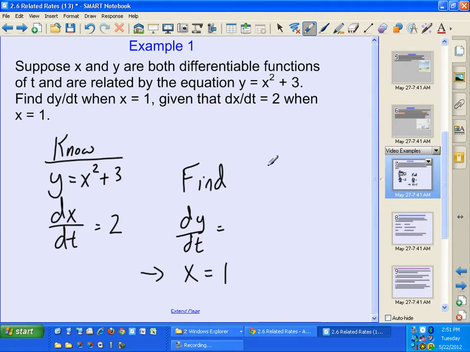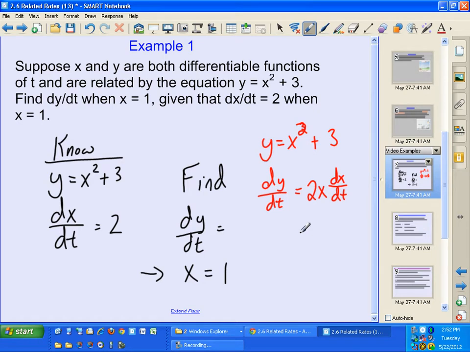So I've got the equation y equals x squared plus 3, and when I differentiate, y goes to 1, so I get dy/dt. I have to keep track that y was a function of t. x squared will turn into 2x, but x is also a function of t, so I get this dx/dt, and 3 is a constant, so it becomes 0.